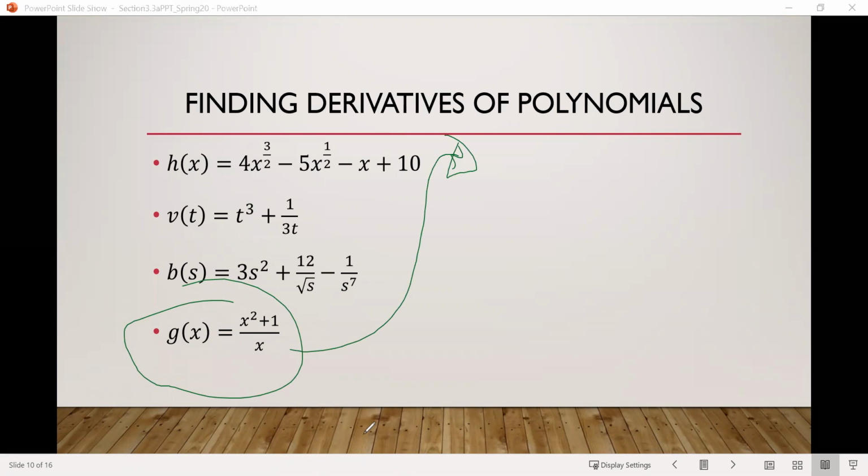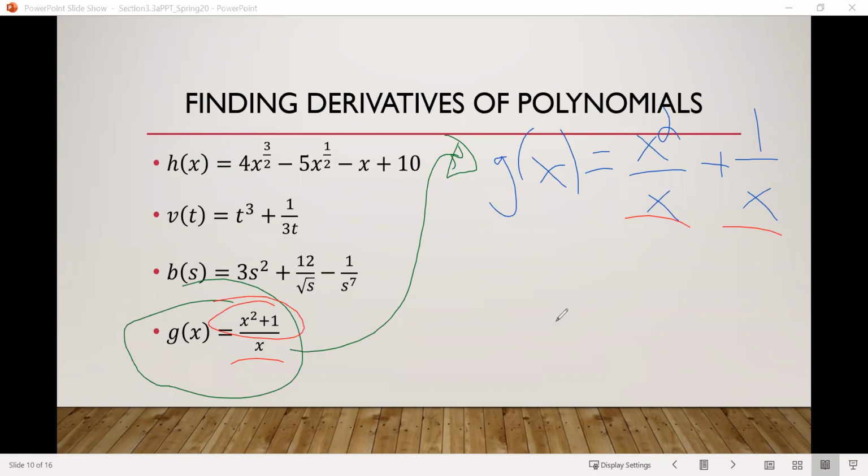But what I'm going to do is rewrite this. I'm going to write this as g of x equals x squared over x plus 1 over x. Now let's think about what I did and is it legal. So it looks like between these two functions, I kept the denominators the same for everything, but I split up the numerator. Now, is that allowed? Oh, gosh. Is that allowed? Well, I think I've talked about this before.